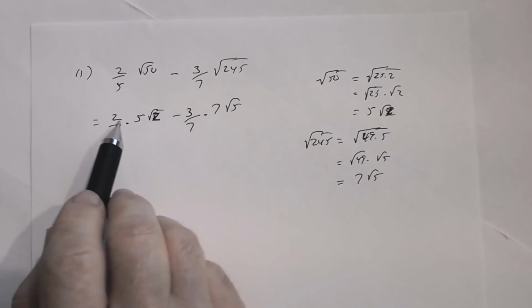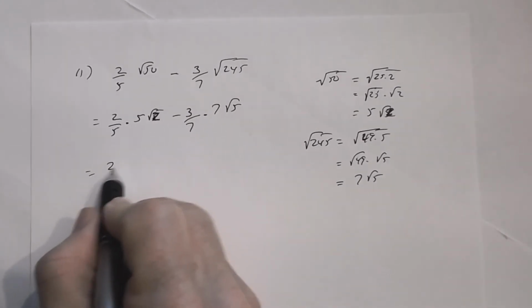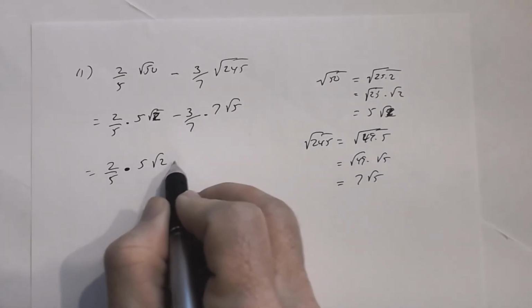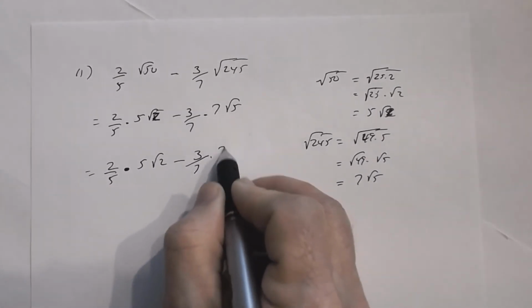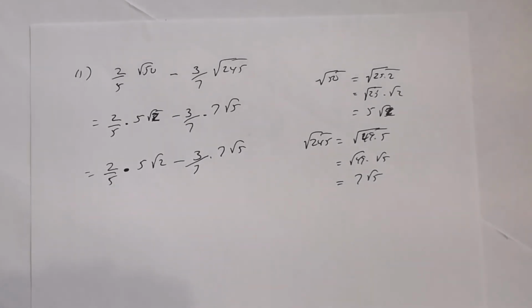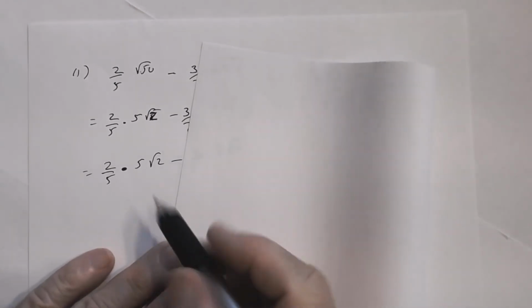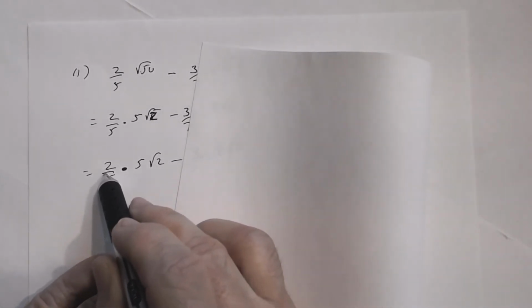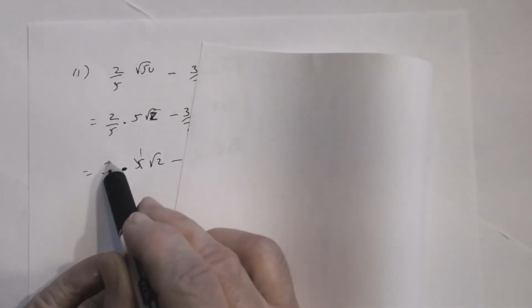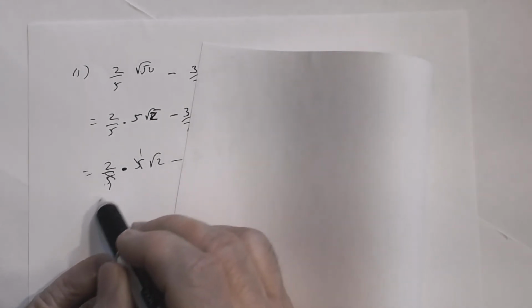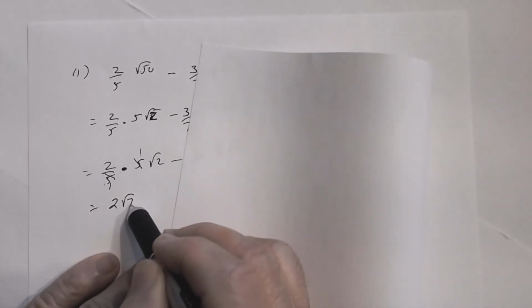Okay. Now I want you to notice something. Let me go ahead and rewrite this over so I don't mess up this little part. So 5 square root of 2 minus 3 sevenths times 7 square root of 5. If you just look at this part here, remember, you can reduce, right? So I can reduce a 5. So notice that the 5's divide out, and so you get 2 times 1 is 2. So this is 2 square root of 2, right? 2 square root of 2.